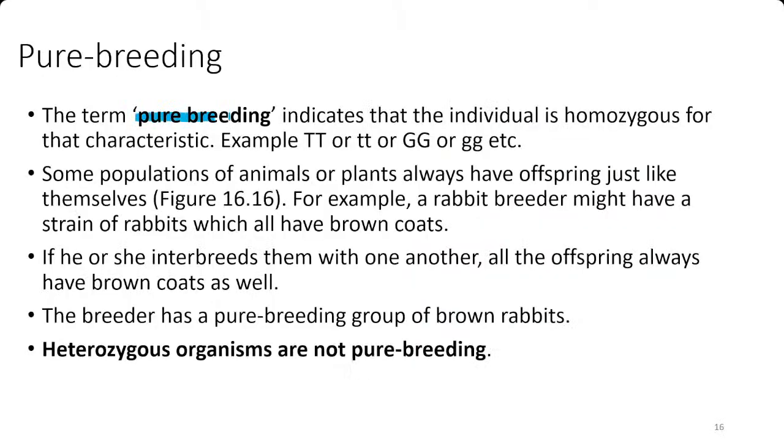The term pure breeding indicates that the individual is homozygous for that characteristic. Example, big T big T, or small t small t. I've talked about this. Heterozygous organisms are not pure breeding.